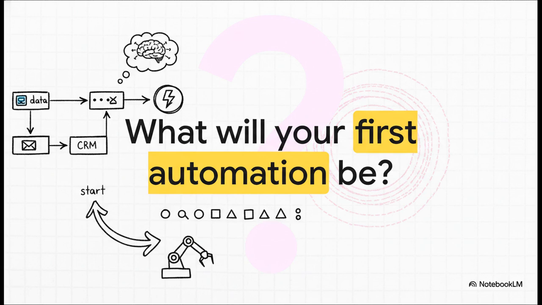So there you have it. From the simple building blocks of nodes and workflows to advanced error handling all the way to cutting-edge AI. You now have the fundamental concepts of n8n down. The only thing left to ask is what repetitive task are you going to automate first?